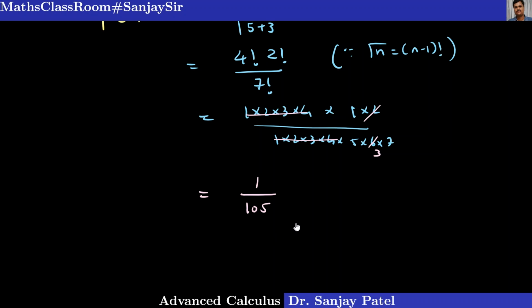So this is about the relation between beta and gamma function and some consequences of this main result. In the next lecture, we are going to prove an important theorem about the gamma function, which is known as the duplication formula. Till then, goodbye.